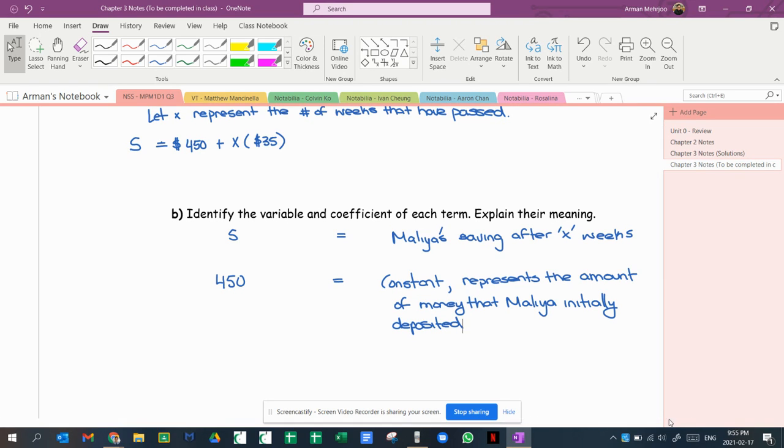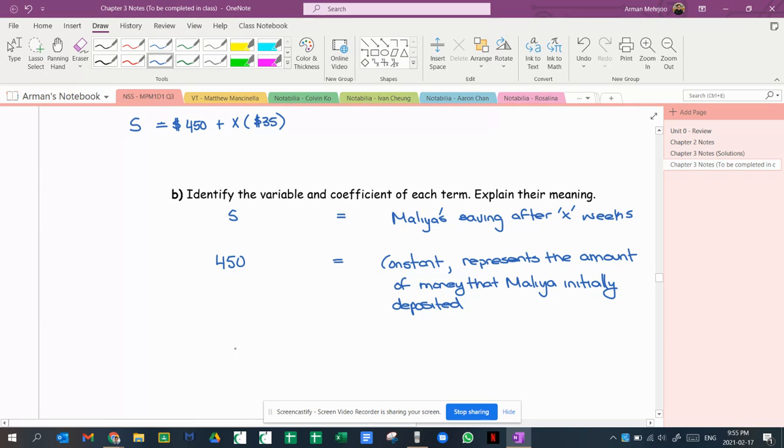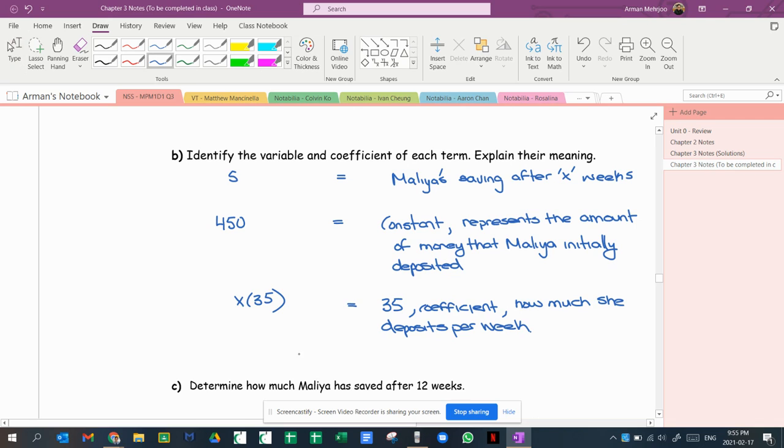And then my X times 35 is my next term. My 35, which is my coefficient, is how much she deposits per week. And my X is the number of weeks that have passed.